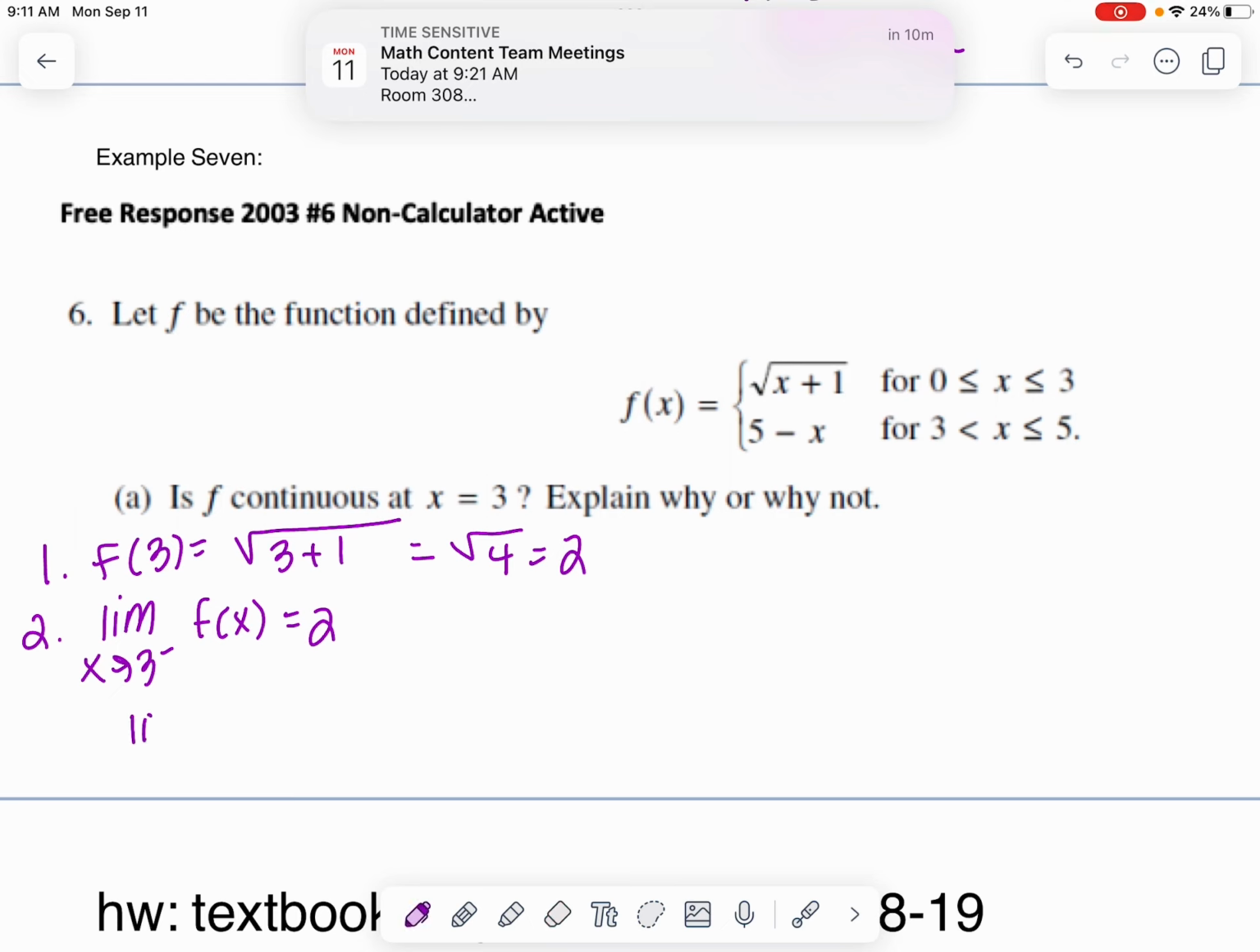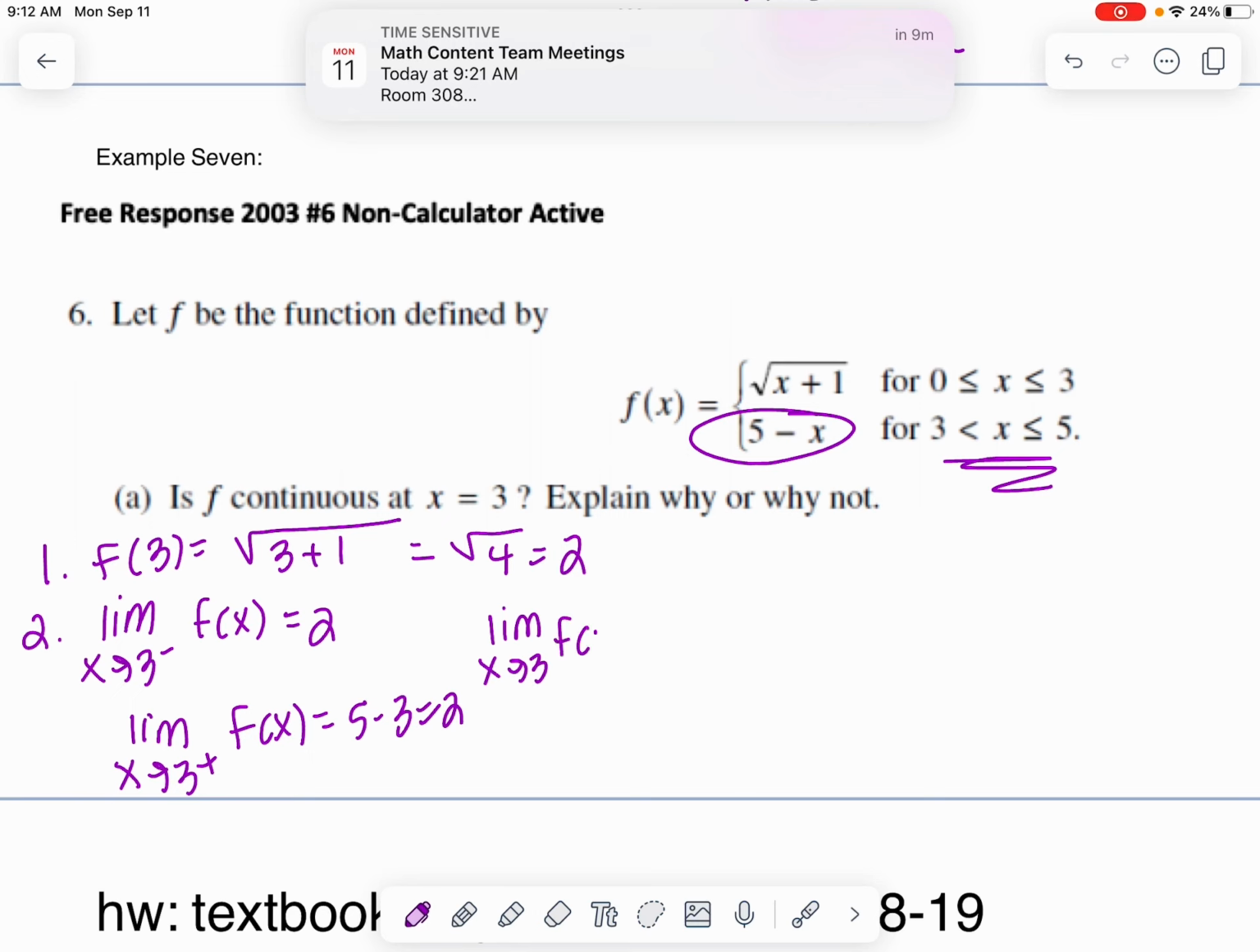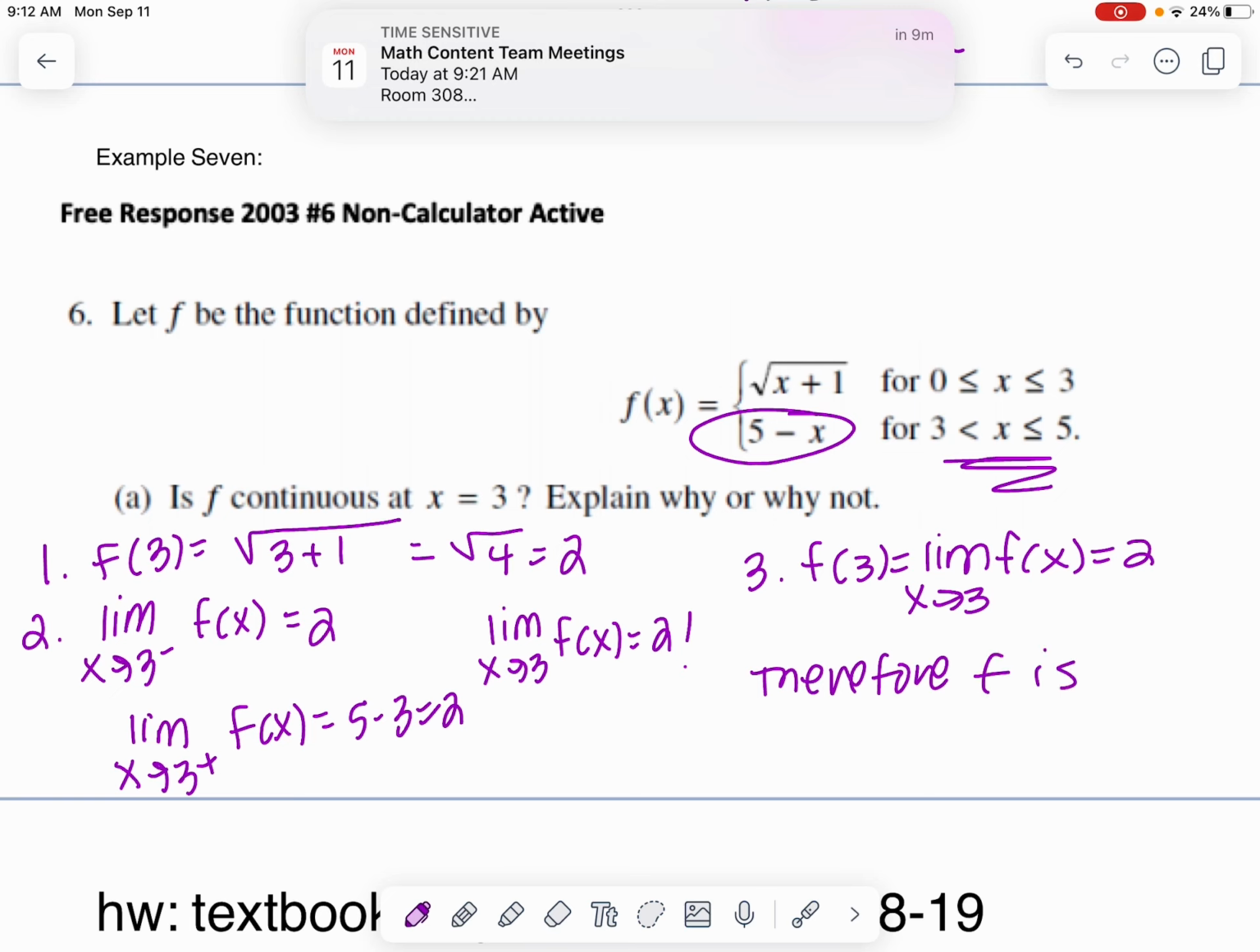And then we need to find the limit as x approaches 3 from the right. So I use this because these are the values where x is greater than 3. And I'll do 5 minus 3, and that equals 2. So the limit as x approaches 3 of f of x equals 2. So it exists. And then finally, f of 3 equals the limit as x approaches 3 of f of x, because they both equal 2. Therefore, f is continuous at x equals 3.